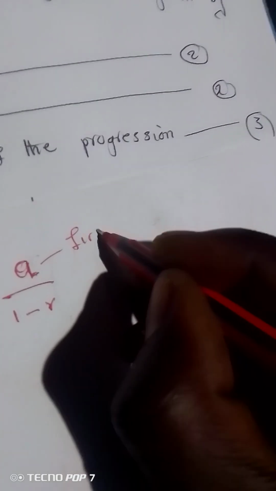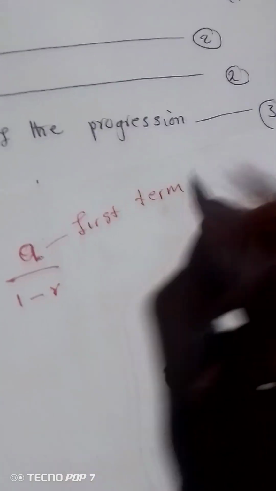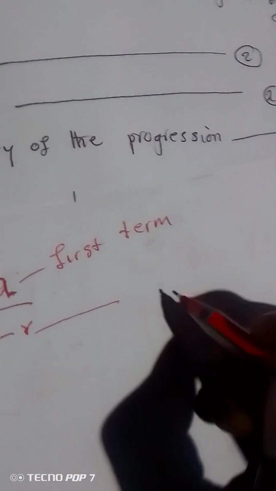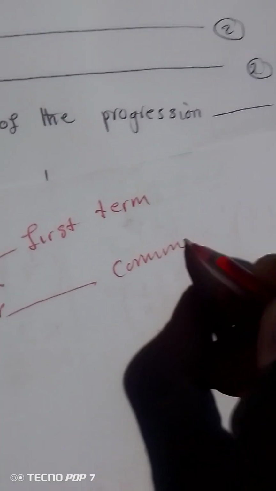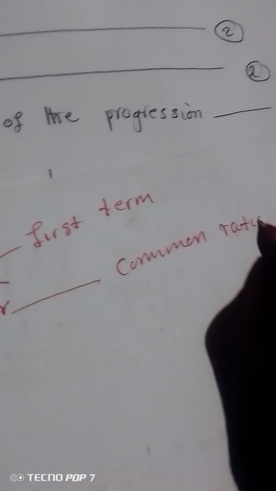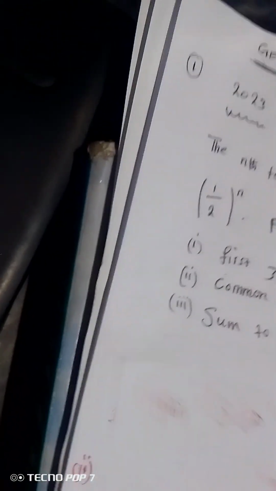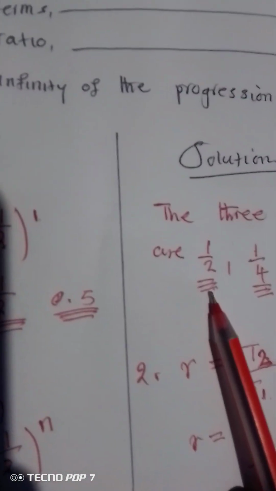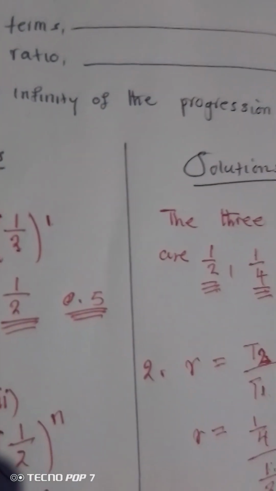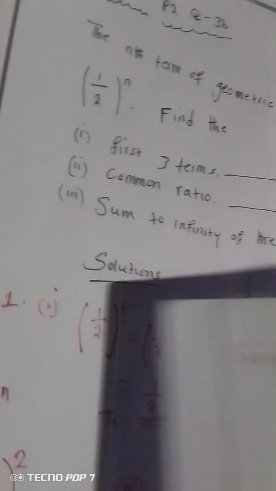Where a represents the first term, and this r here represents our common ratio. So a represents the first term and r represents our common ratio. Which one was our first term? Our first term, we said it is 1 over 2. So where we see a, we'll put 1 over 2.